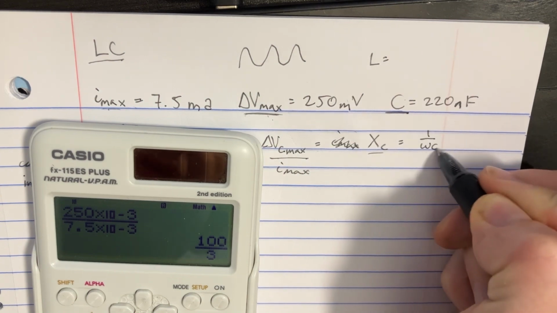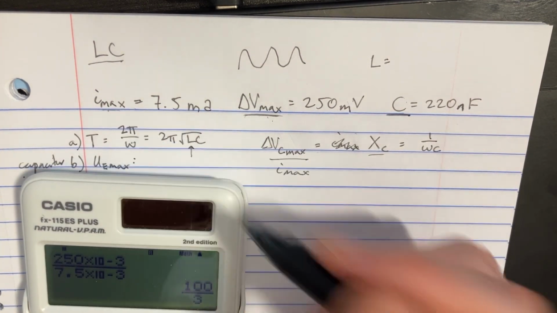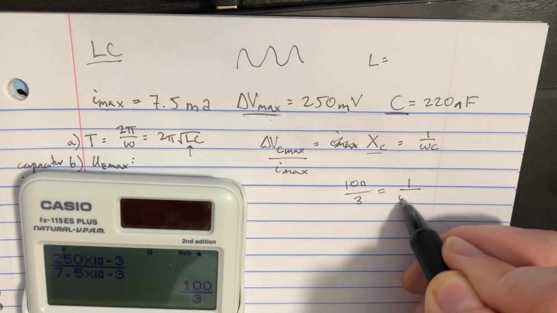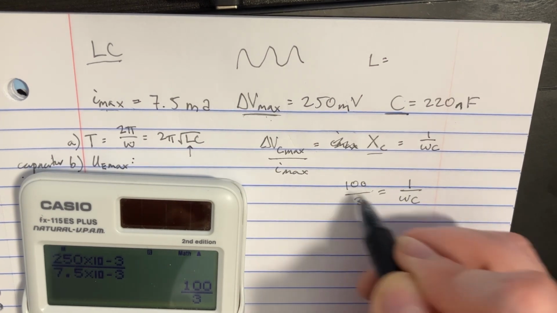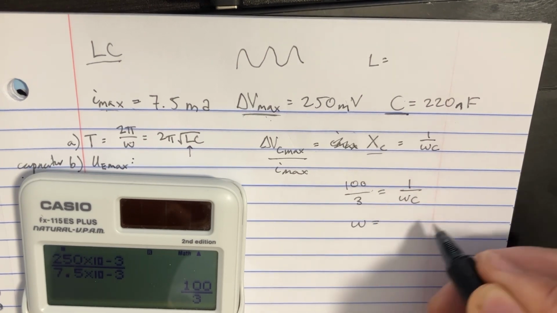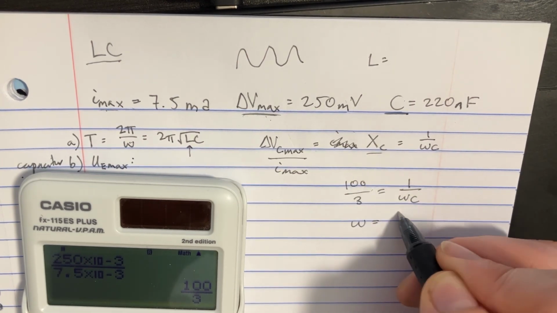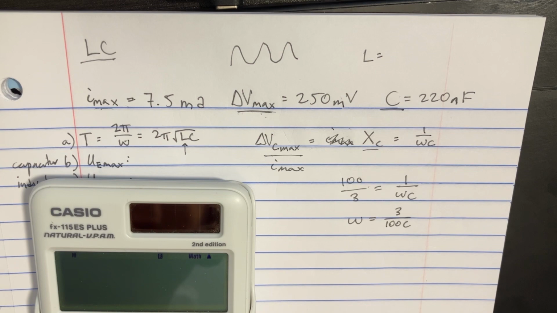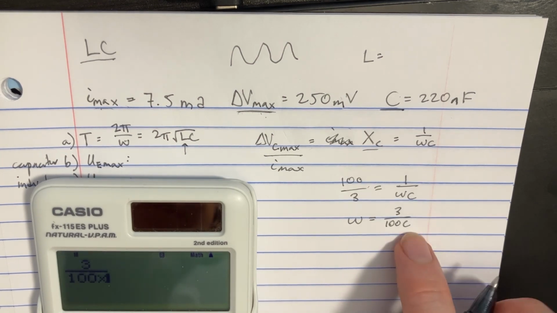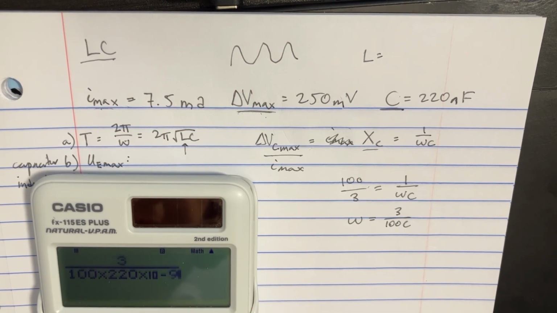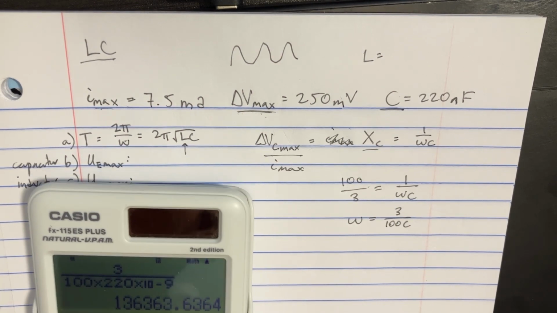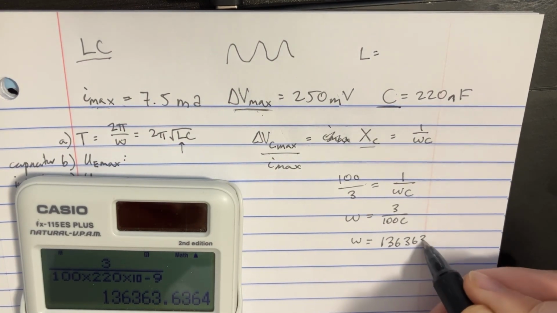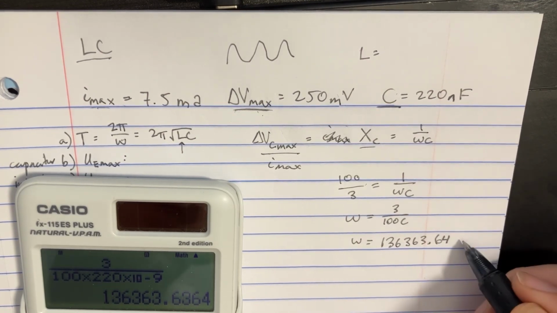We know XC is actually 1 over WC, so we might be able to figure out what this W is from all this. So if we have 100 divided by 3 equals 1 over WC, we'll put the W on this side, and we'll basically just say that W equals 3 divided by 100C. All right, so we can go ahead and try to calculate that right there. 3 divided by 100 times the capacitance. So we get this crazy number here, but that's what W is. You might want to mark that down as well. 136,363.64 radians per second.